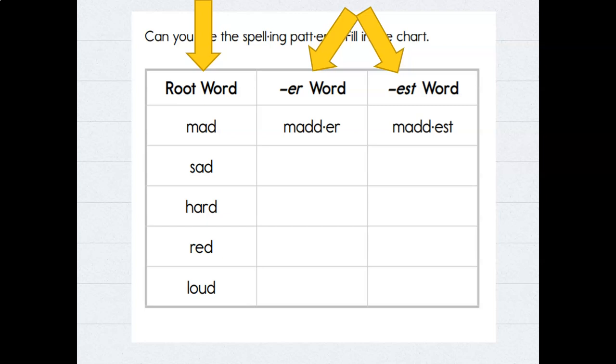Let's look at the first line of the chart. Our root word was mad. When we added ER to mad, the new word is madder. When we add EST to mad, the new word is maddest.